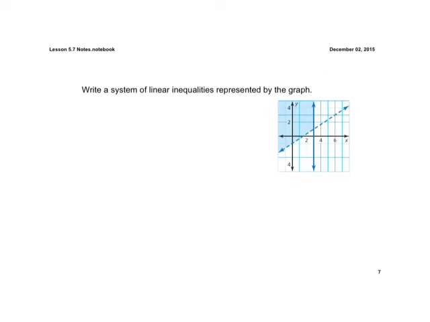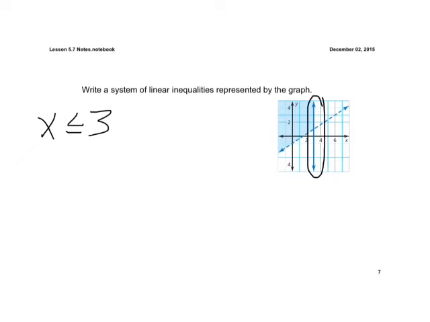Okay, let's try one more of those. We see the vertical line. Let's start with that one. We know vertical lines is x equals now. We shaded to the left of that vertical line, so we know it's less than. It's a solid line, so we know it's or equal to. And then it goes through the x-axis at 3.